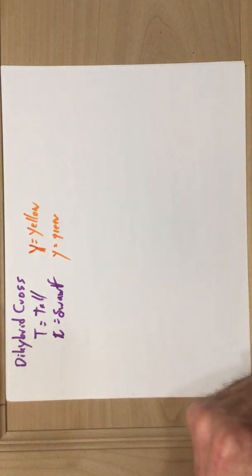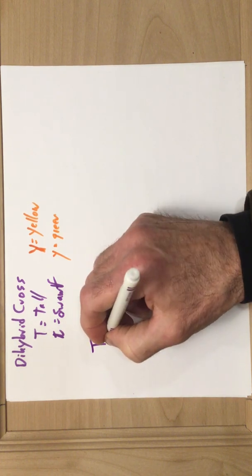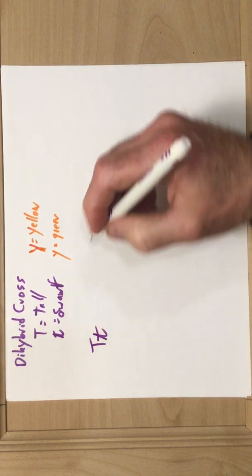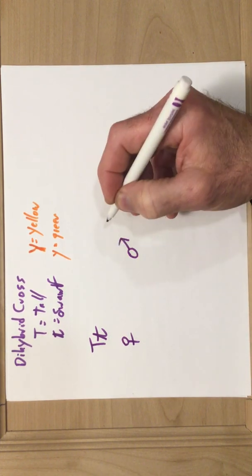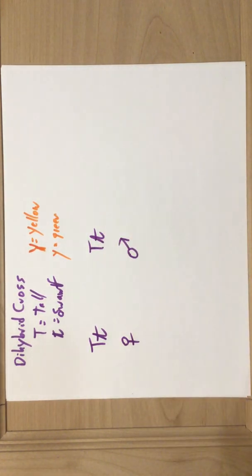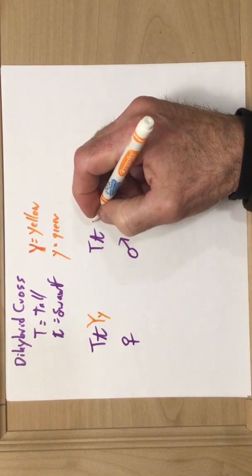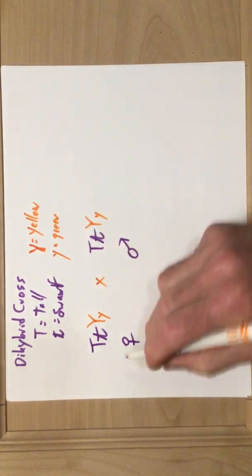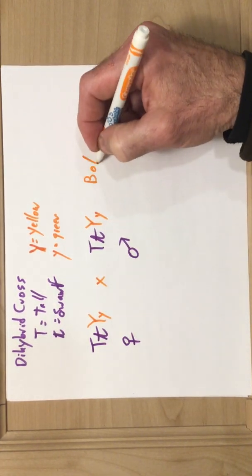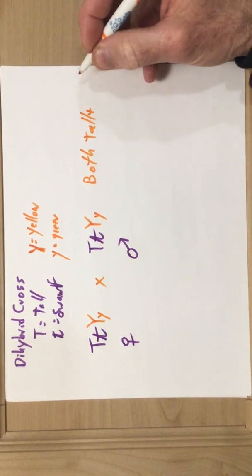Let's just make this interesting, shall we? Let's just say that I have 2 parents that are heterozygous for both traits. There's mom, call this mom, and let's call this Dad. He's heterozygous for tall too. Let's say that the yellow gene is also heterozygous for both of these plants. So these are both, to look at these plants, they are both tall and yellow.